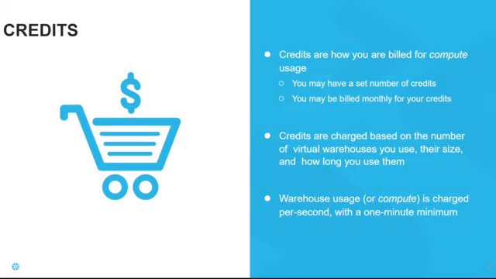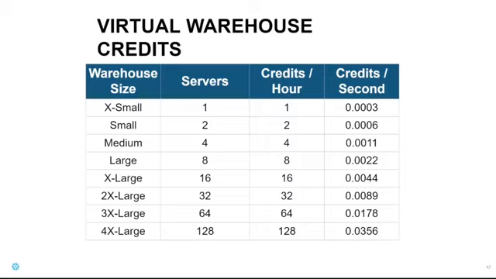You could have a certain number of credits, or you could be billed monthly for your credits. Credits are charged based on the number of virtual warehouses you use, their size, and how long you are going to use them to run your SQL queries. The usage is charged per second, with a minimum of 1 minute. So whenever you execute your query for the first time, Snowflake will charge for the entire 60 seconds, and after that, it only charges per second when the queries are running. So this is how the credits work, based on different sizes of warehouse.